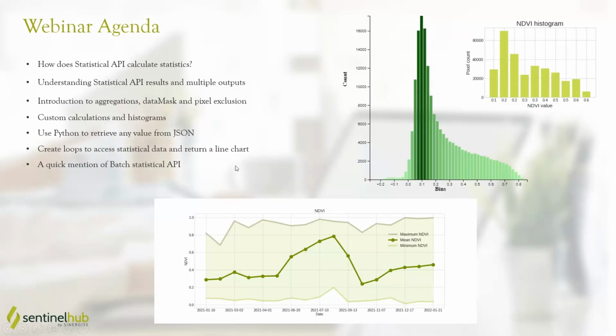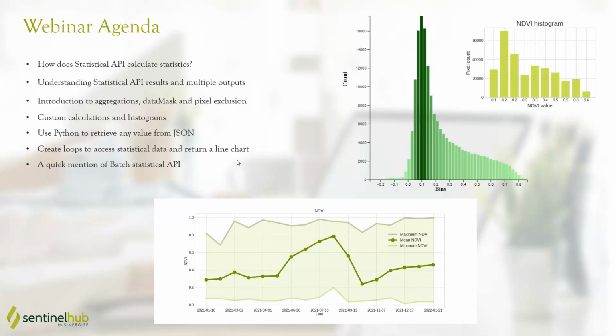And the only thing that we have left is a quick mention of Batch Statistical API. So Batch Statistical API is intended for the same operations as Statistical API, but for a lot of polygons. Here we are talking hundreds of thousands, even millions of polygons. You can easily create statistics on a multi-polygon in Request Builder itself, but this is something completely different when you need it, for example, for some machine learning and so forth.